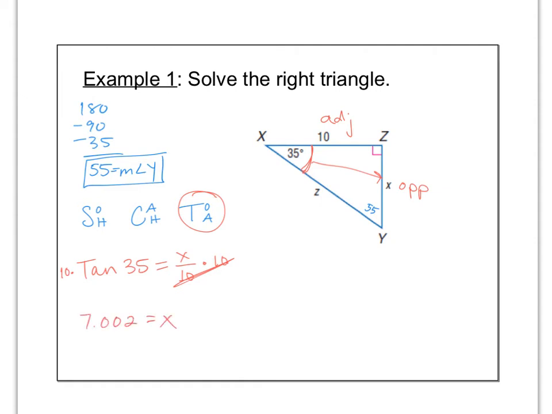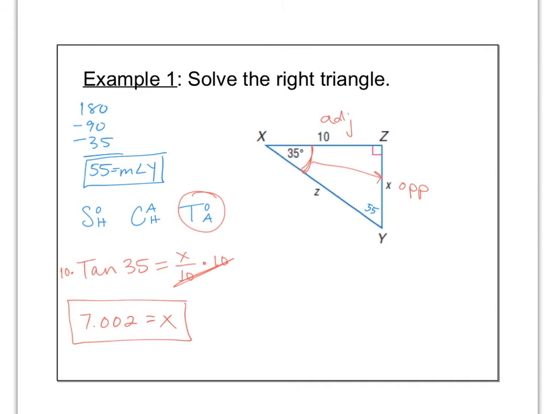7.002. In trigonometry, we will always have you go to the thousandth, which is 3 decimal points. So we need to be a little more precise now than we were in geometry and algebra 2. So again, always go to 3 decimal places.